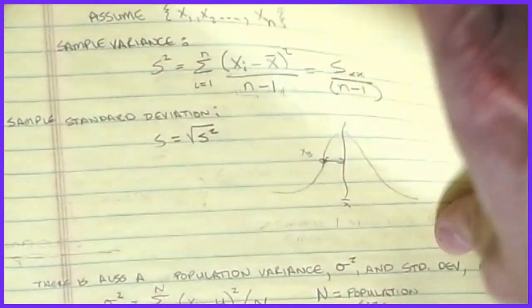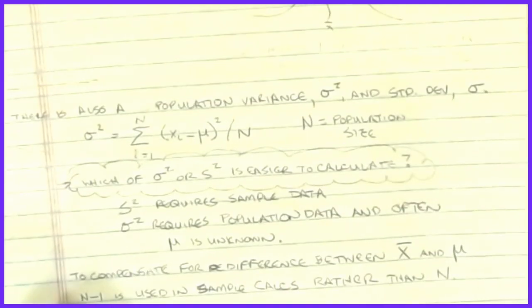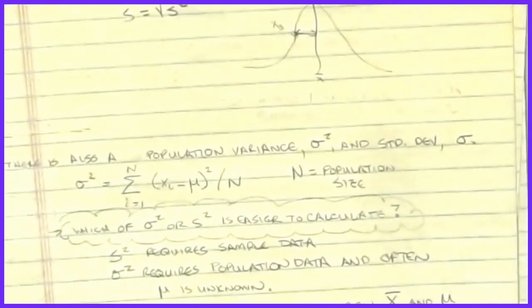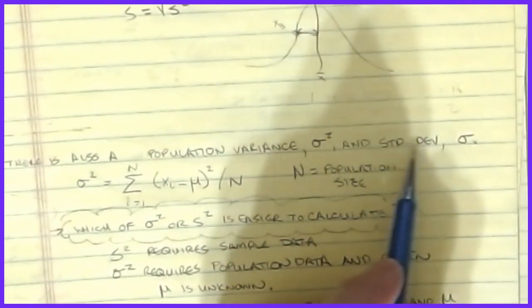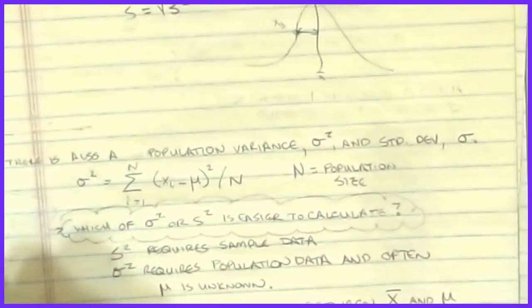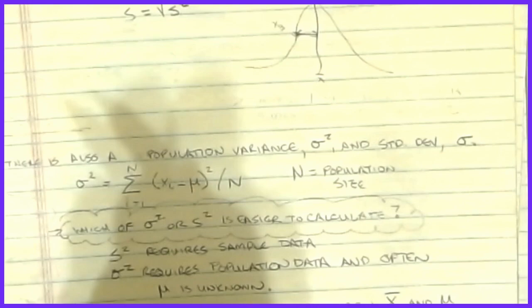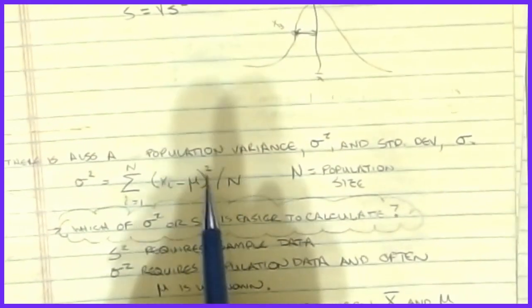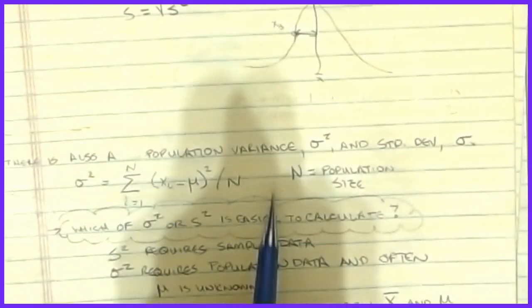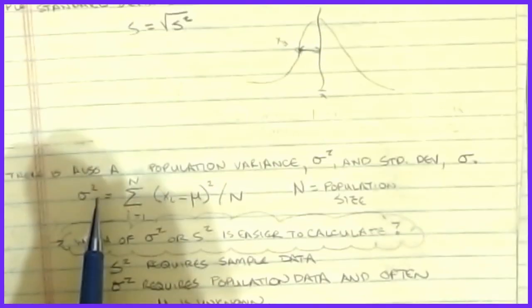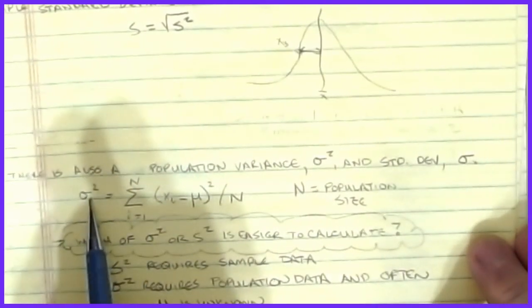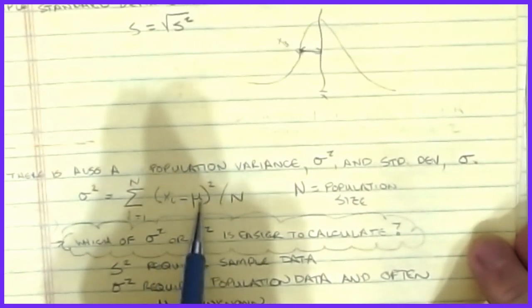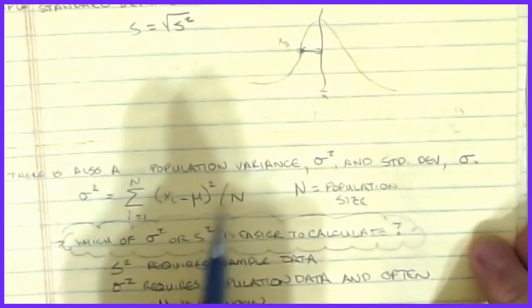Okay, now there is also a population variance and standard deviation. Our population variance is sigma squared, and our standard deviation for the population is sigma. What changes is that the formula is a little bit different, because if I include all of the data points of the population, I don't have to make a correction for the unknown. My sigma squared becomes the sum of xi minus mu, quantity squared, divided by n, where n is the population size.